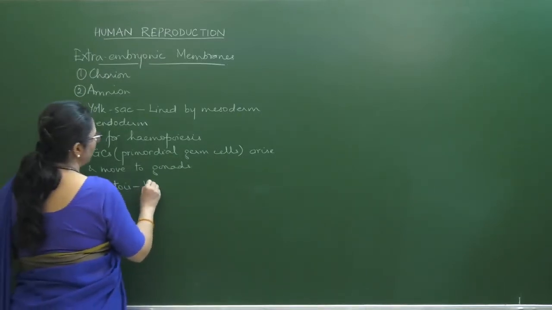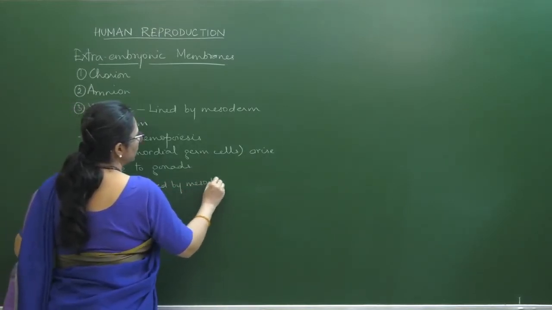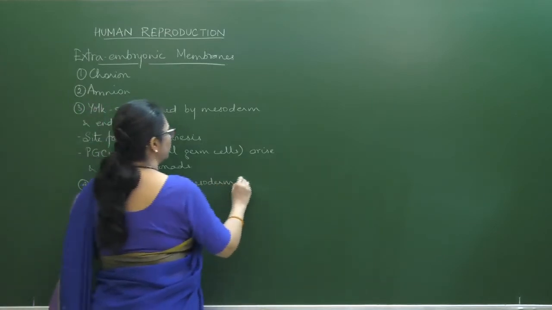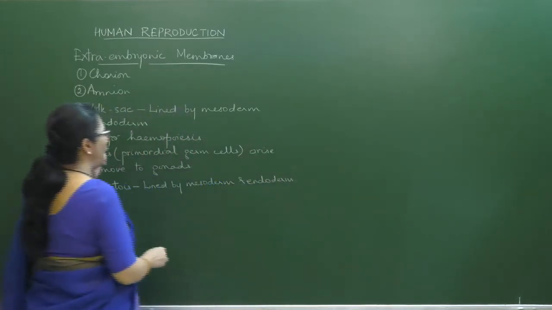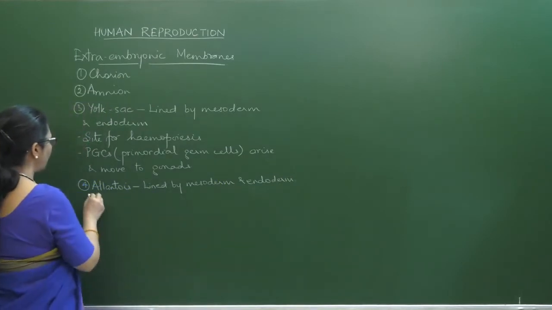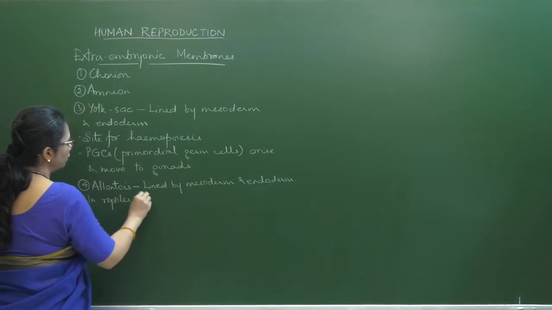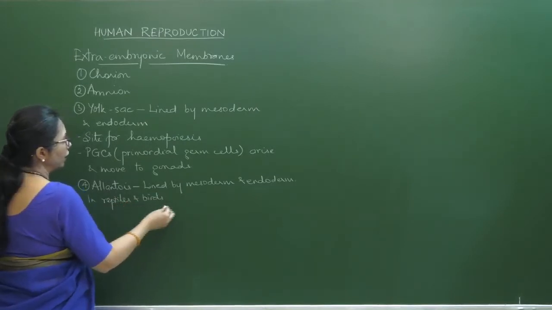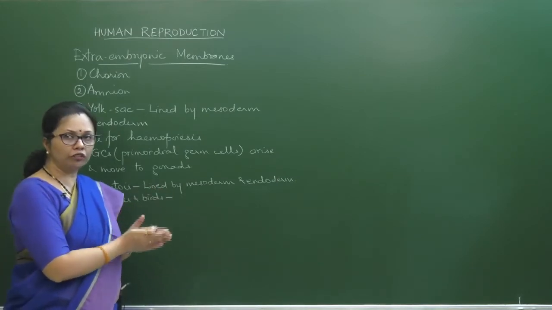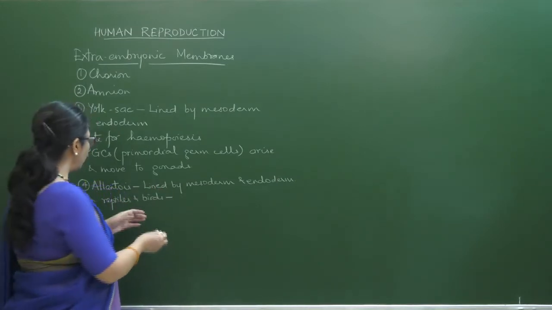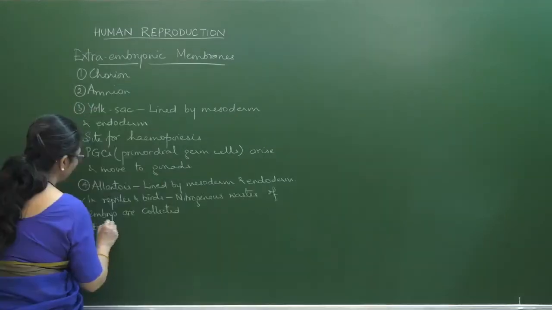Allantois is lined by the same mesoderm on the outside and endoderm on the inside. Mesoderm and endoderm. And I'll just give a brief about reptiles and birds also. In reptiles and birds, it is a temporary urinary bladder in which the nitrogenous wastes are collected.